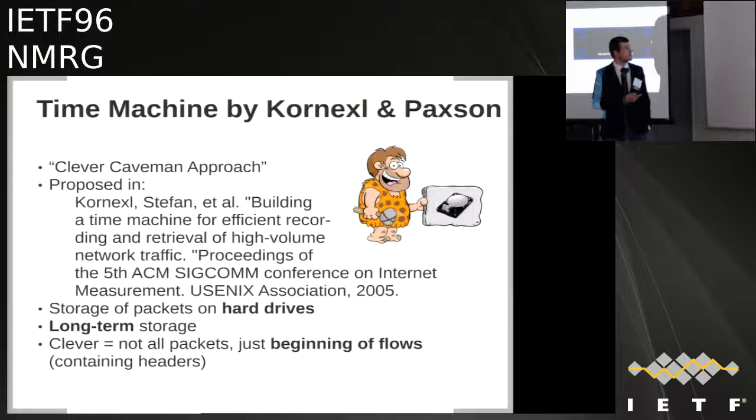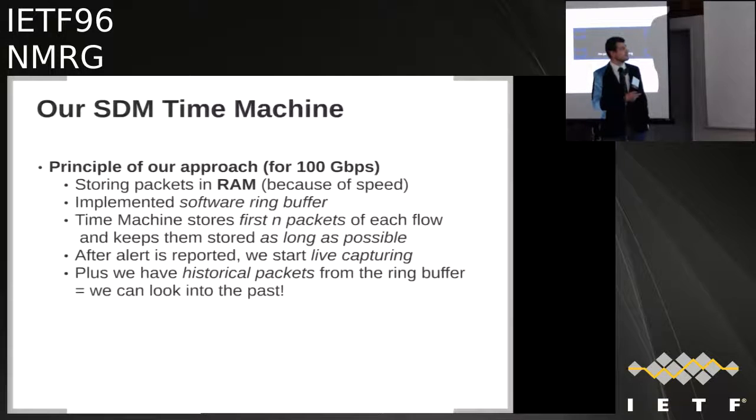So our modification is the SDM time machine. We use the principles, but enhance it by storing the beginnings of the traffic into RAM, which is much faster. We use technology for 100G. We've implemented a software ring buffer that gives us as much space as we need, or as is given in the RAM, and we store only the first n packets of each flow, which can be stored as long as possible, always within the RAM. So given this, when the alert is reported, we are able to start the full packet capturing and retrieve the data back from the past from the ring buffer. In this way, we can look into the past.